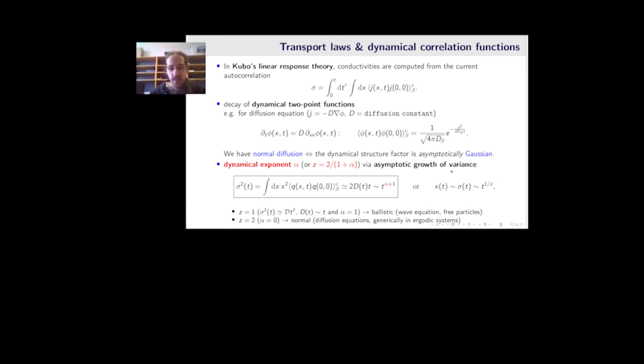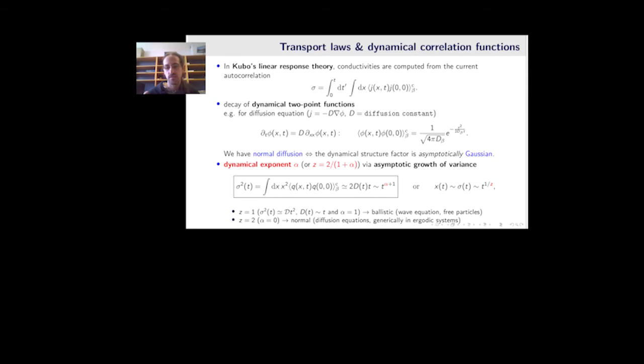And then you may ask, okay, if a law is not diffusive, how to characterize it then? And you can still stay at the level of these dynamical structure factors. Then you can ask, if you take the second moment of this dynamical structure factor, how does it behave at large times? If the law was normal diffusion, then it would scale as 2 times D times t, and D will be some time-independent constant, namely the diffusion constant.